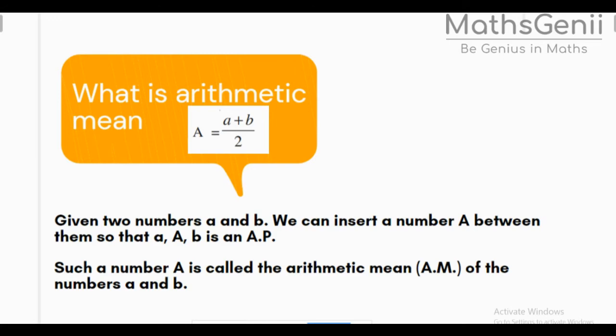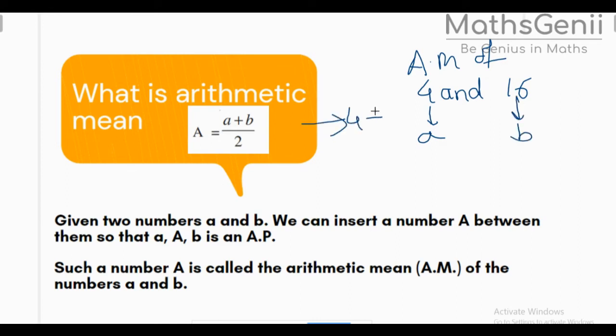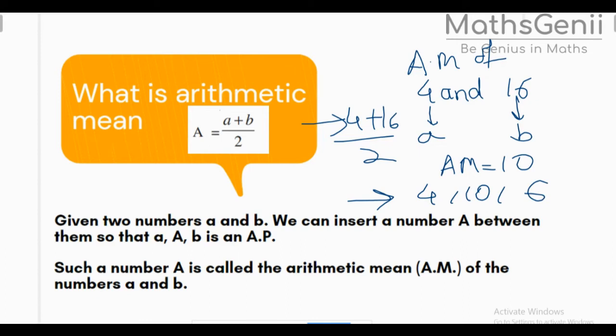For example, you have to find the arithmetic mean of 4 and 16. Okay. How will you find it? Using the formula, this is your A, this is your B. So you can say (4 plus 16) upon 2. 4 plus 16 is 20, 20 upon 2 is 10. So the arithmetic mean is 10. So now how will this series look like? 4, 10, 16. Okay. Now you've understood mathematically.